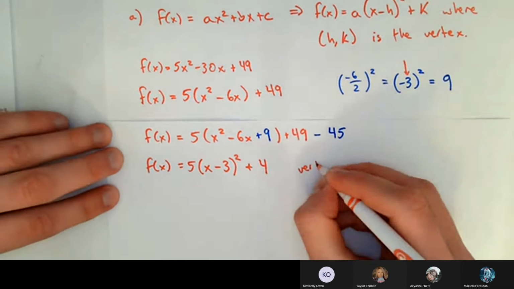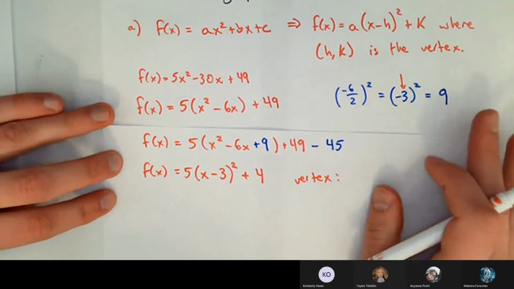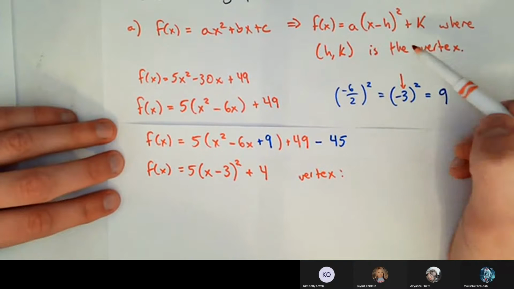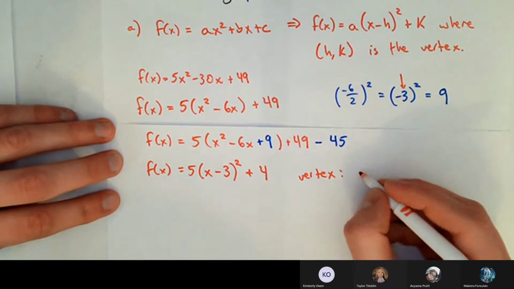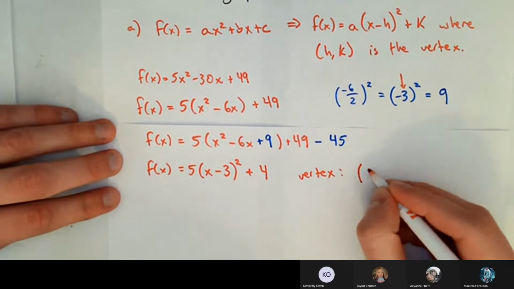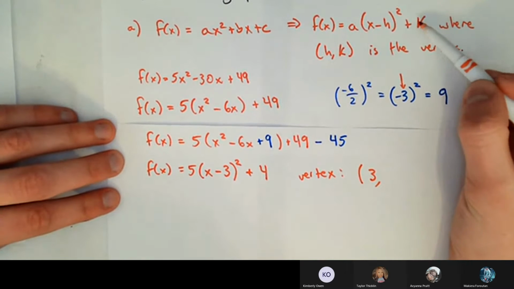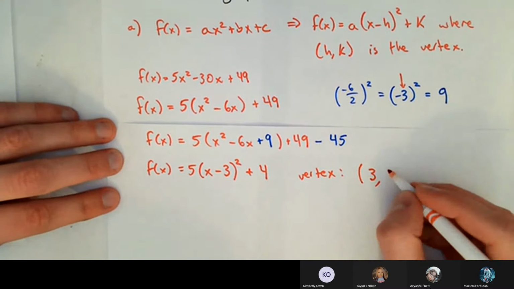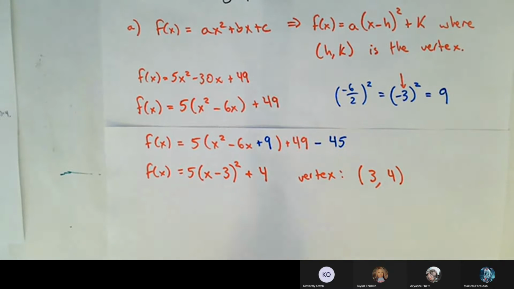But at this point, once it's written in this form, I can easily identify the vertex, right? The vertex is going to come from the number written inside here, which will be the x coordinate, except I have to flip the sign. So if it's a -3, then 3 goes there. And the y coordinate is coming from the thing that's added or subtracted on the outside, which is this 4. So I have a vertex at (3, 4). So the idea is once you get it in this form, the vertex just pops right out.